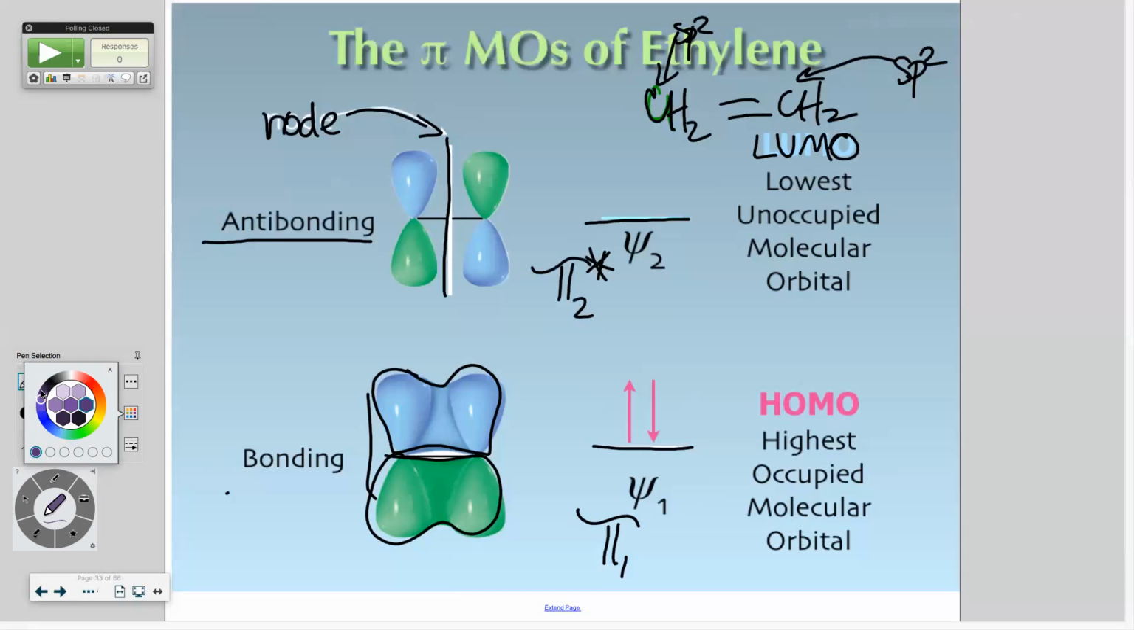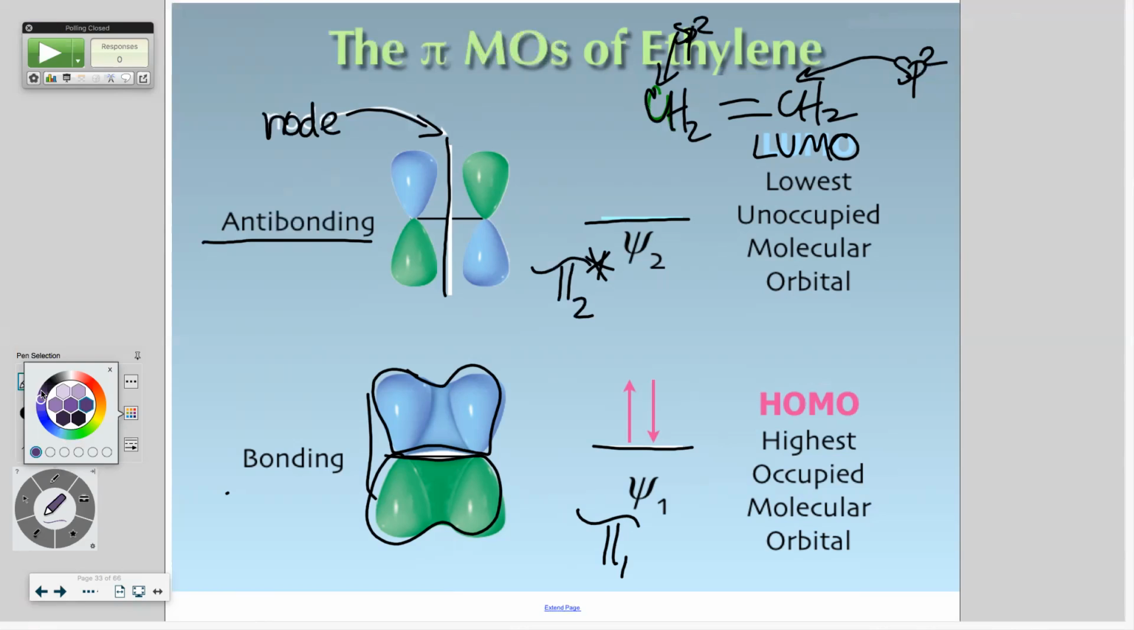When you fill the molecular orbitals, you fill them from the bottom up, just like you do with atomic orbitals, and you put 1 electron in, and then 1 goes in the opposite direction. The filling is the same, but there's only 2 electrons, 1 from each p orbital. So we're not worrying about all the rest of them. We're only focusing on the pi electrons.